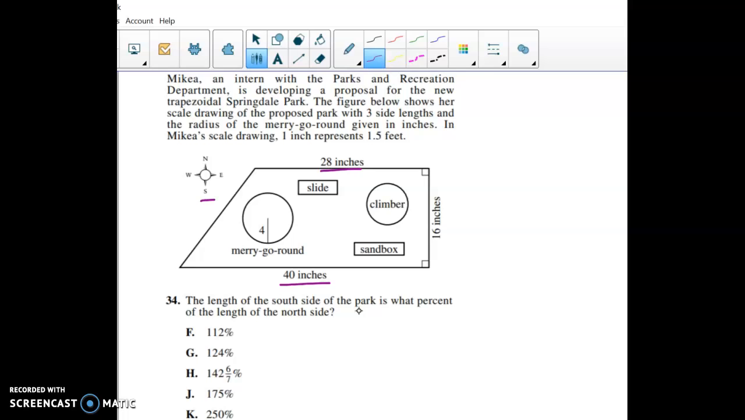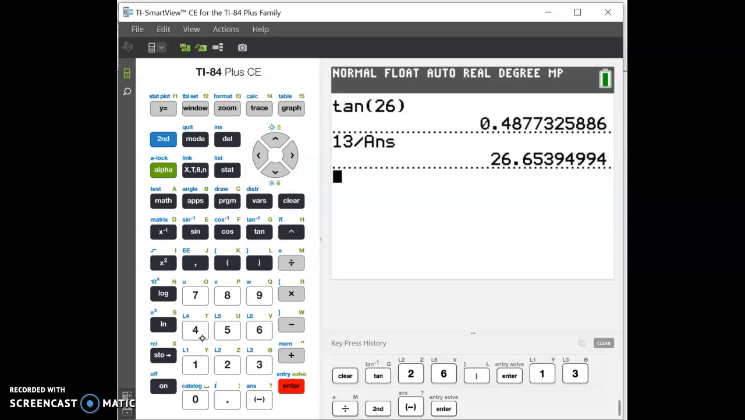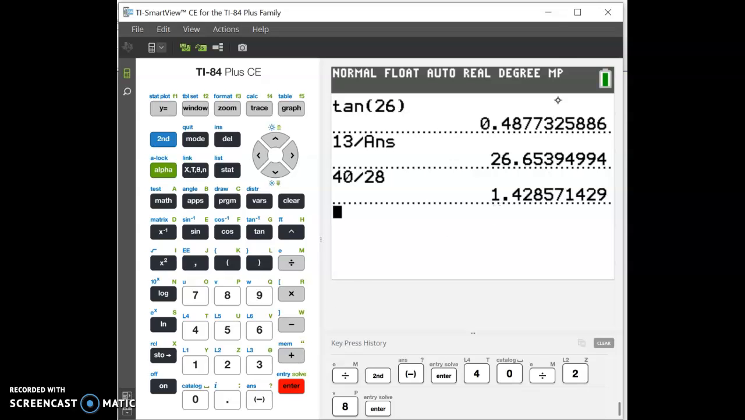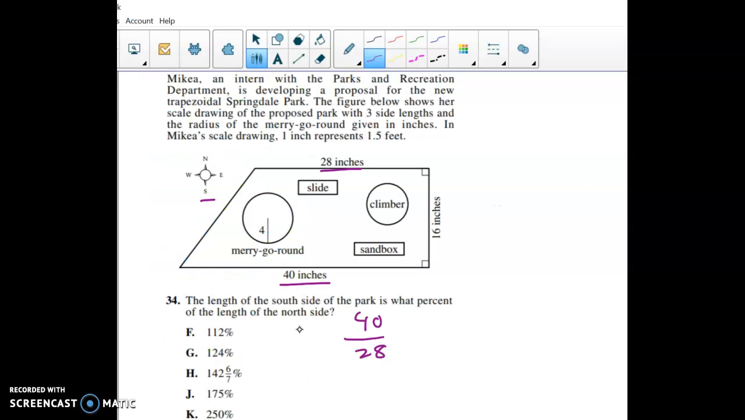Okay, and so I think all you got to do is divide them. The length of the south side is what percent of the north side? Just do 40 divided by 28, right? And then match it up from there. So 40 divided by 28. Okay, so that would be like 143% roughly. So the one that looks like it's probably that one right there would be the right answer.